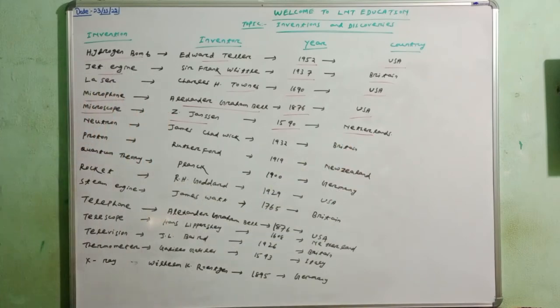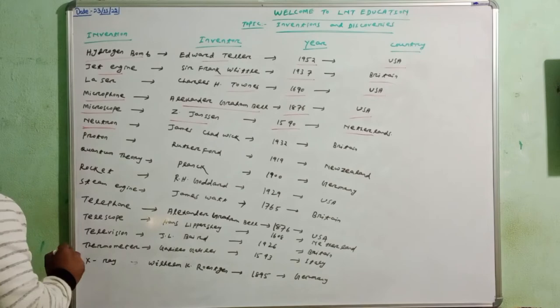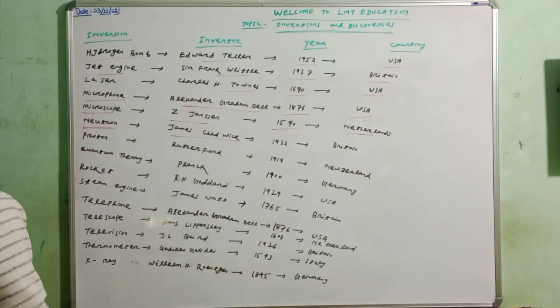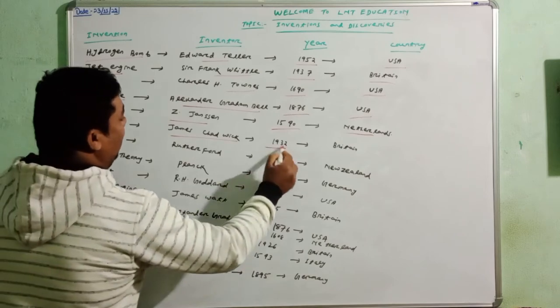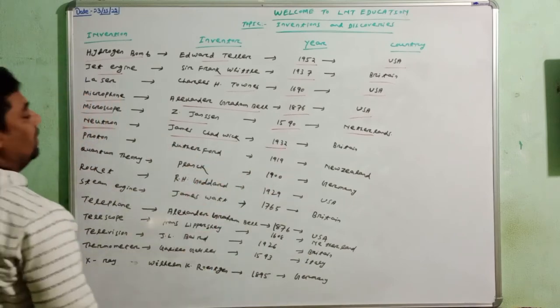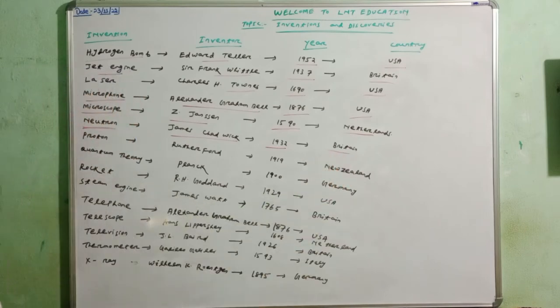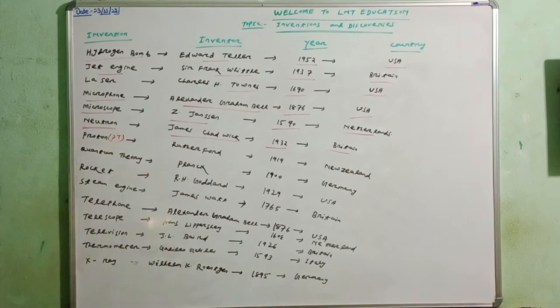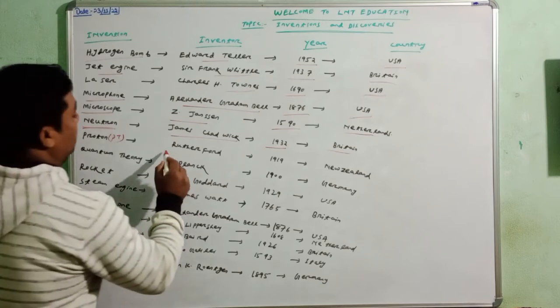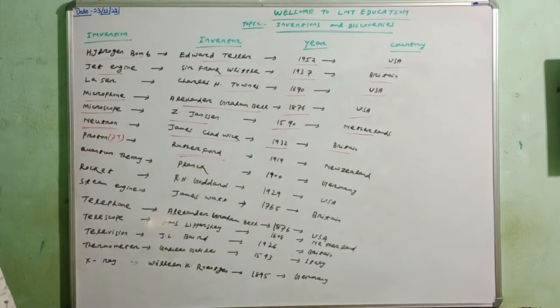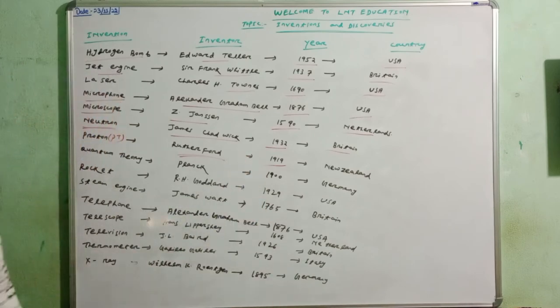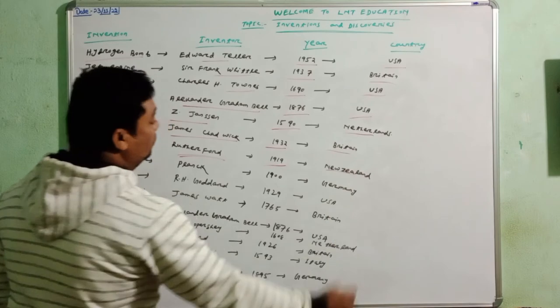Then neutron is the neutral particle, that is zero charge, and the inventor is James Chadwick. Neutron was discovered in the year 1932, and Chadwick belongs to the country Britain. Protons are the positive particles present inside the nucleus of an atom, and the inventor is E. Rutherford. Proton was discovered in the year 1919 after the First World War, and he belongs to New Zealand.